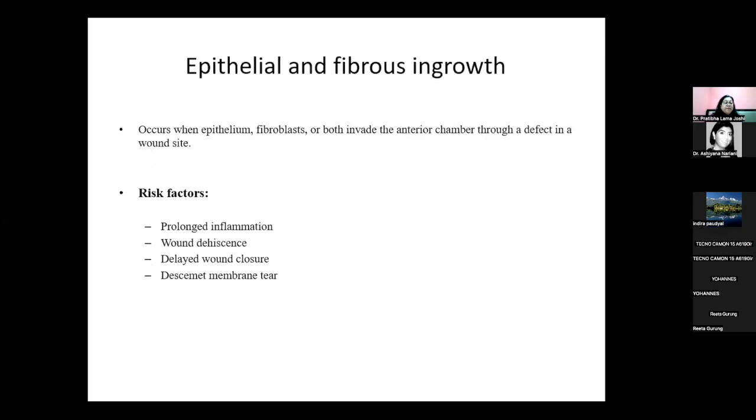Epithelial and fibrous ingrowth occurs when the epithelium, fibroblasts, or both invade the anterior chamber through a defect in the wound site. The risk factors are prolonged inflammation in the eye, wound dehiscence, delayed wound closure after the surgery, or even a Descemet membrane tear.